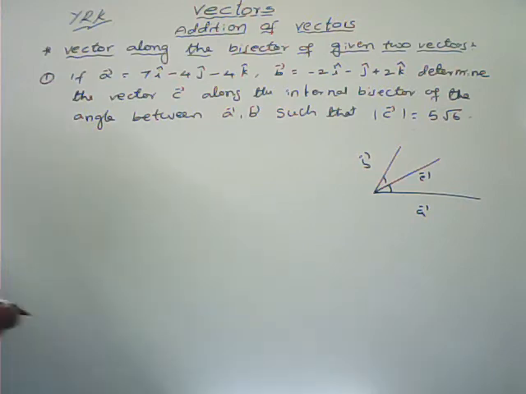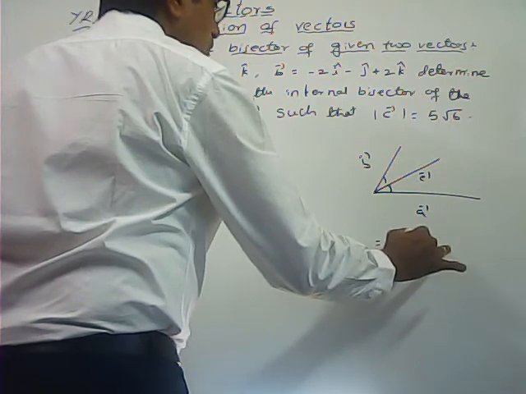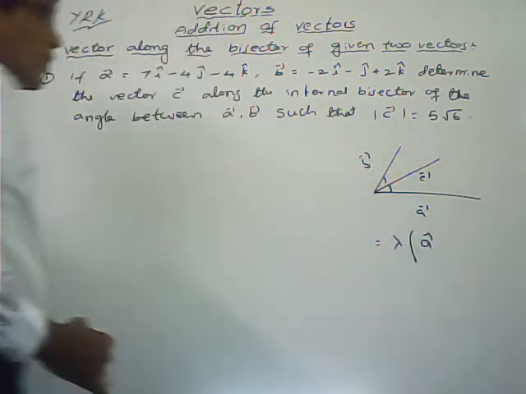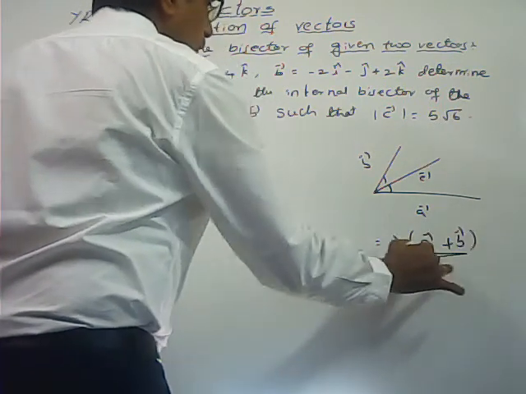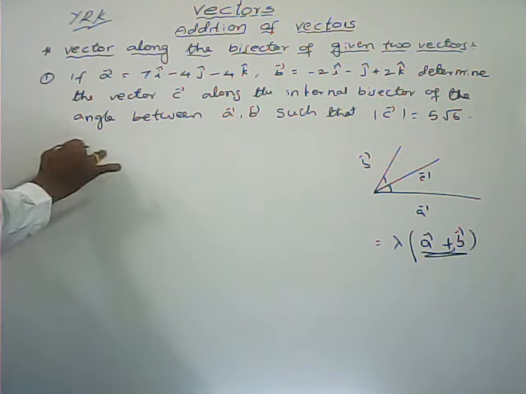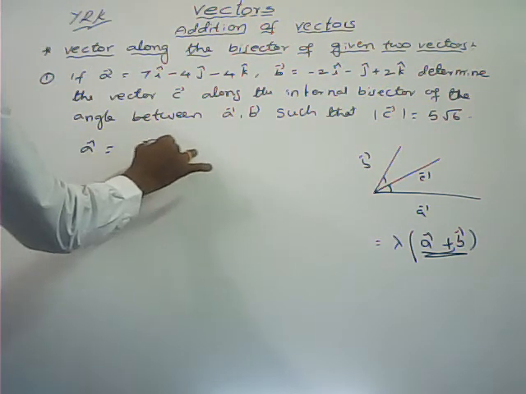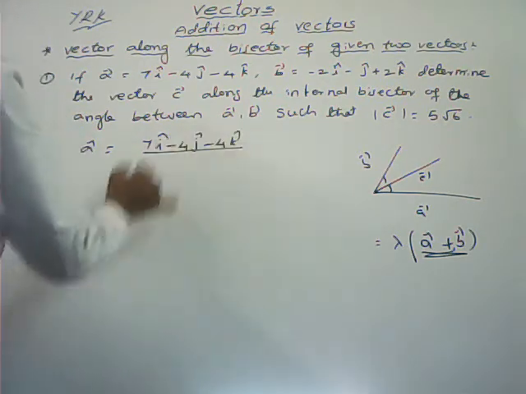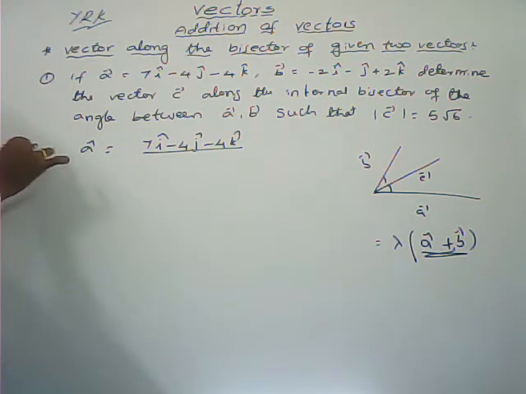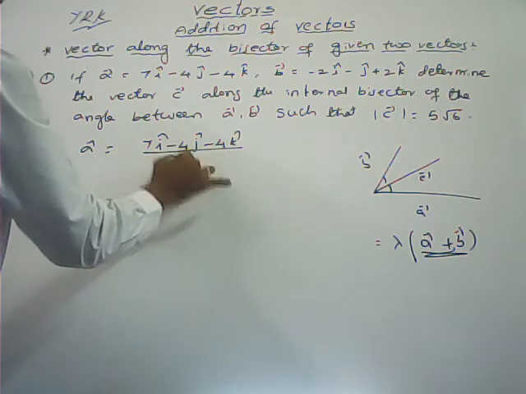Here what is the formula? Internal bisector of A bar and B bar is lambda times A cap, A bar by modulus of A bar, we can write a unit vector A cap only, plus B cap. First you can write down A cap. Here A bar is given. What is A cap? The vector should be divided by its modulus: 49, 16, 16, which is 81. Square root of 81 is 9.